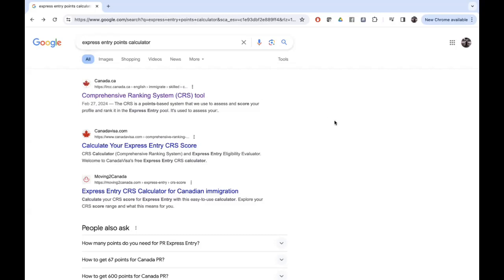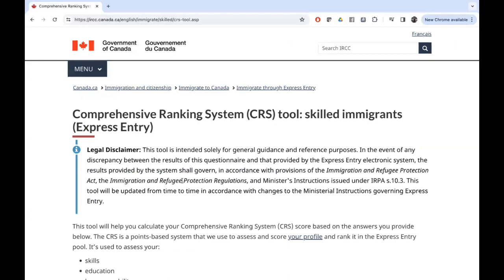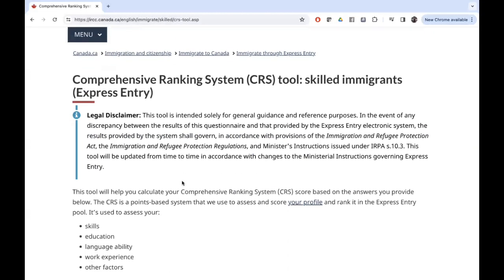So in this video, we are going to see how to calculate the points to apply for Canadian immigration under skilled worker express entry. So first thing you need to do, just go on Google and enter express entry points calculator. And here you will get the first link, which says comprehensive ranking system, CRS tool. We click on this and we go to the tool to calculate the points.